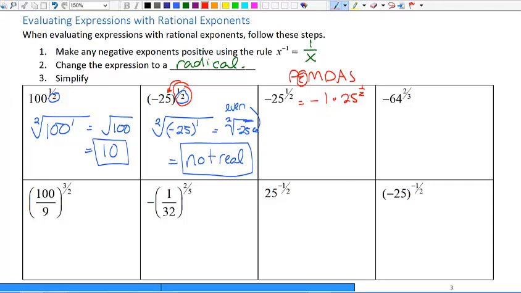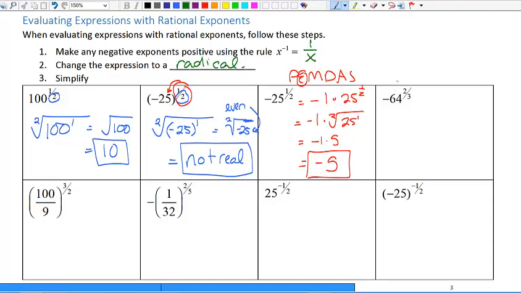So I can probably fill this one out. We have negative 1 times the square root of 25 to the 1. And the square root of 25 is just 5, so we have negative 1 times 5, which is just negative 5. Remember, if there's a negative out in front, the answer is just going to be negative, and that has nothing to do with being real or not real. That's just going to be negative on the outside.